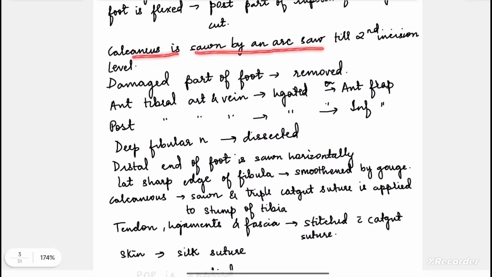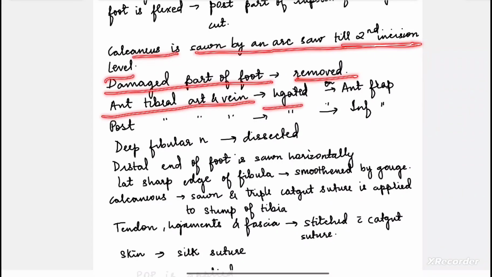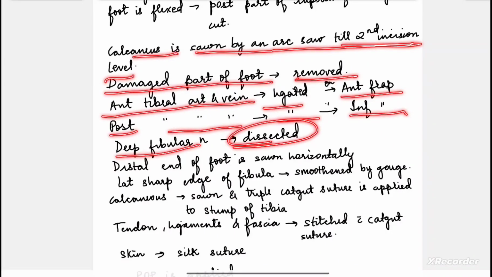Calcaneus is sawn by an arc saw till the second incision level. Damaged part of the foot is removed. Anterior tibial artery and vein are ligated on the anterior flap. Posterior tibial artery and vein are ligated on the inferior part. Deep fibular nerve is dissected.